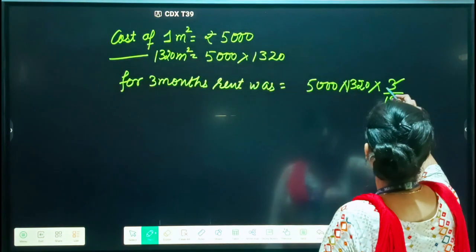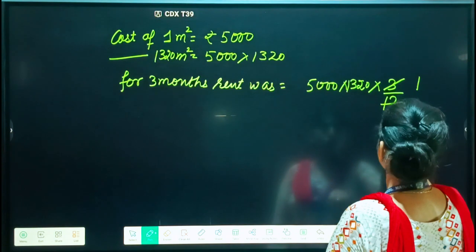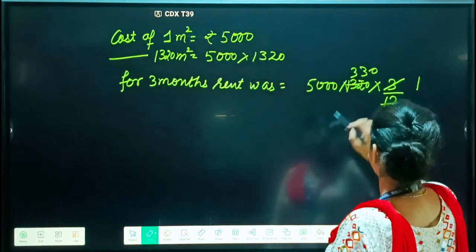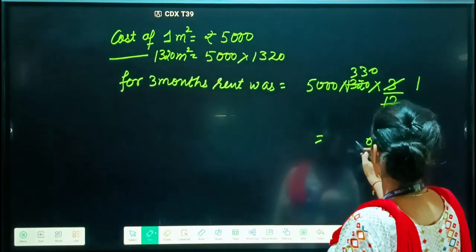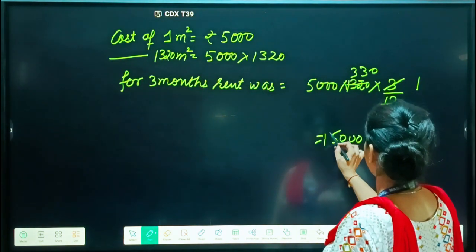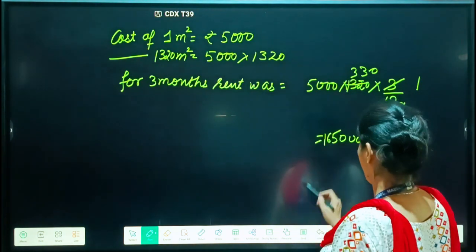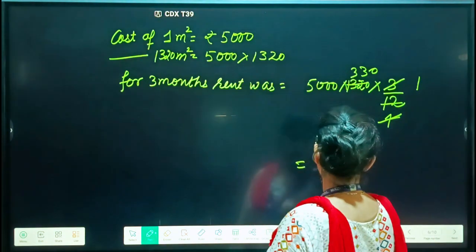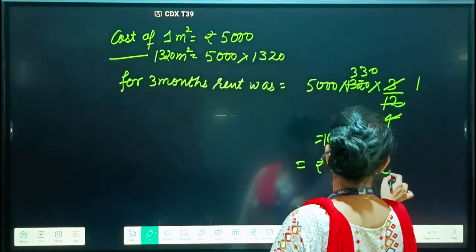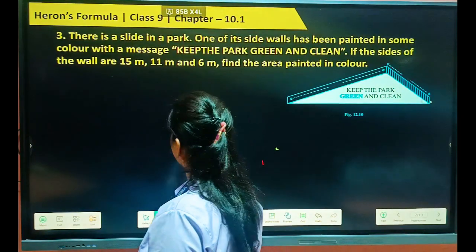Okay, 3 1s are 3, 3 4s are 12, 4 3s are 12, 0. Okay, so what will come? 0 0 0 0, 5 3s are 15, or 1 16. So our answer is rupees 165,123,4. This is our answer.